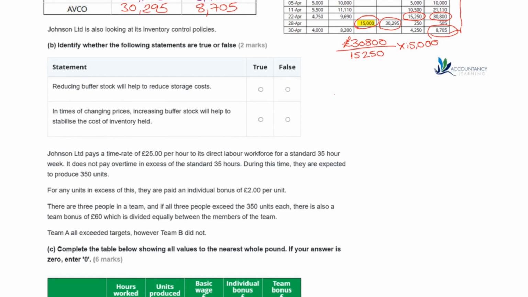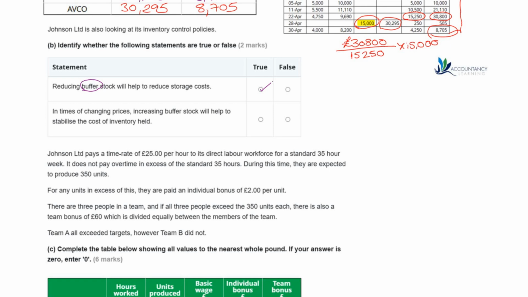Moving on, Johnson Limited is also looking at its inventory control policies. Part B, identify whether the following statements are true or false. Reducing buffer stock will help to reduce storage costs. So the buffer stock there is essentially holding things in stock just in case, so to make sure that we've got stock in time for customers. If we reduce that, that means we're going to be holding less stock, so we need less storage, so therefore it would reduce storage costs, so it's true.